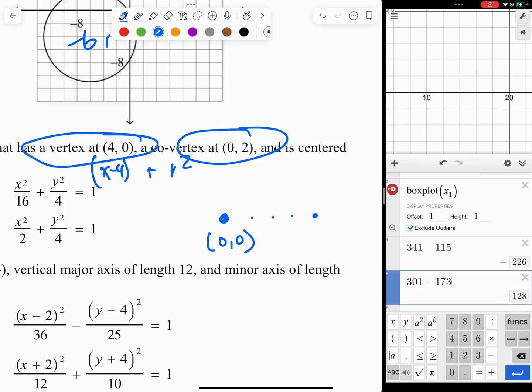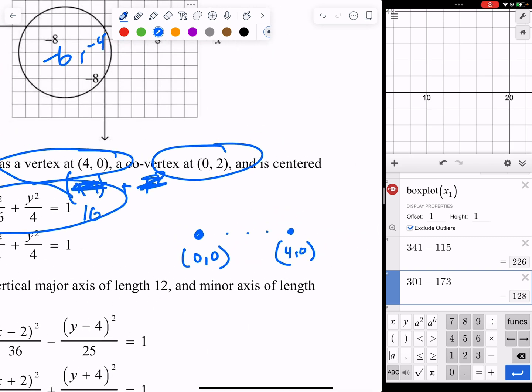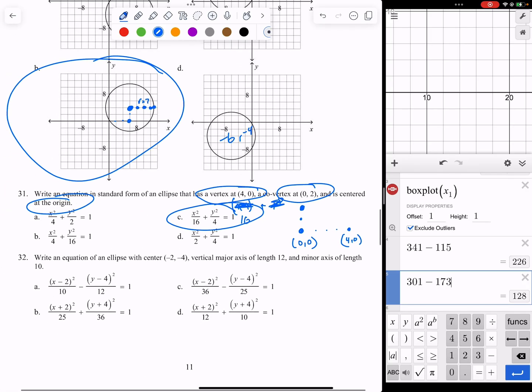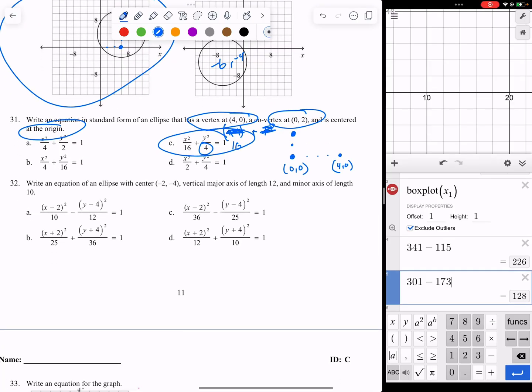So 1, 2, 3, 4. That's an x number, so x is 16 because 4 squared. Now the co-vertex up 2. That's on the y, so 2 times 2 is 4. An ellipse is positive, so those two are hyperbolas.